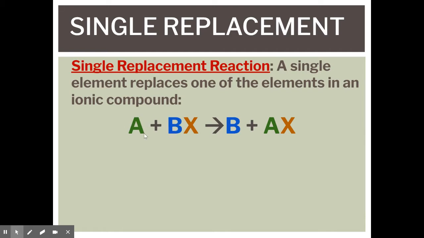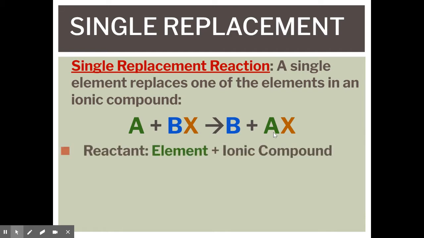So for example, we have element A, and it is mixed with ionic compound BX. A will come in and take B's place. So now B is the element that's by itself, and now A is bonded with X. Okay, this is a single replacement reaction.